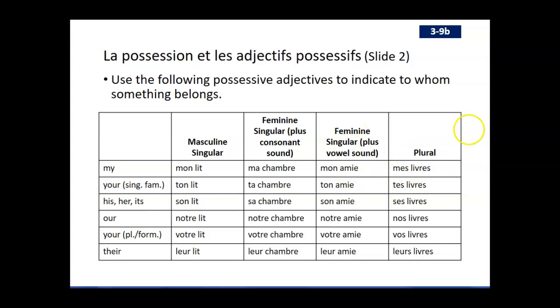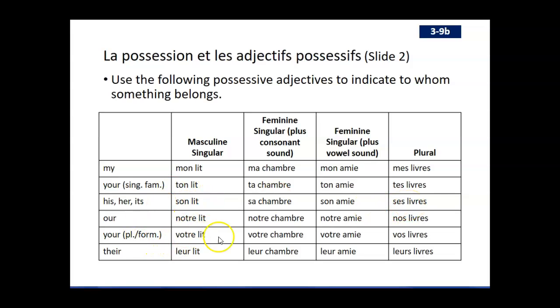So the form of the possessive adjective we need here is mes livres. Okay, and the forms are going to be very similar for the other possessive adjectives. So ton, ta, ton, and tes for you. This would be the singular familiar form of you. For his, her, and its, it becomes son, sa, son ami with the liaison, and ses livres.